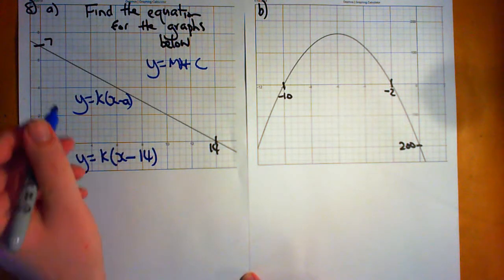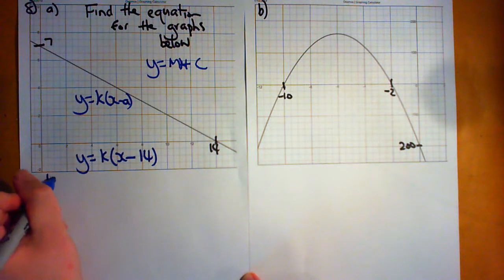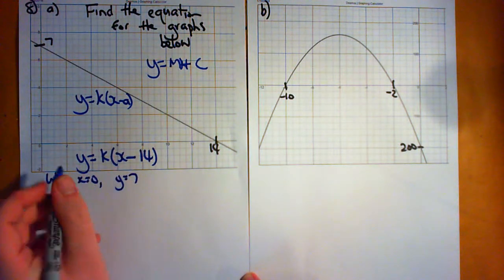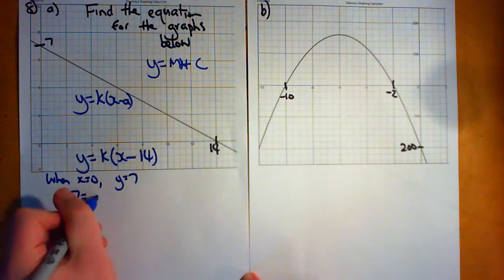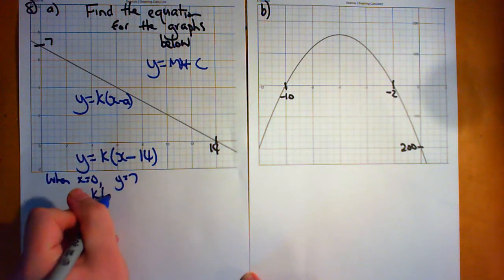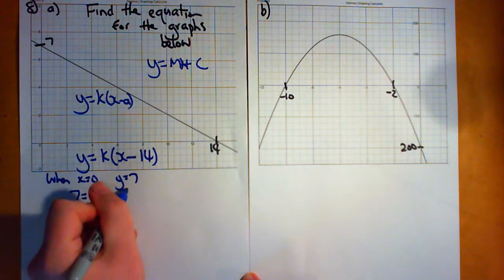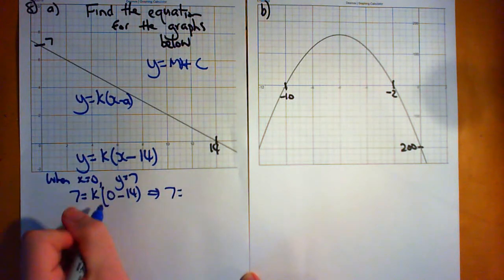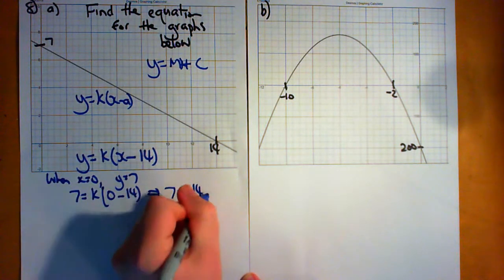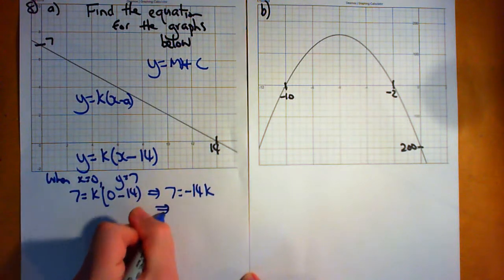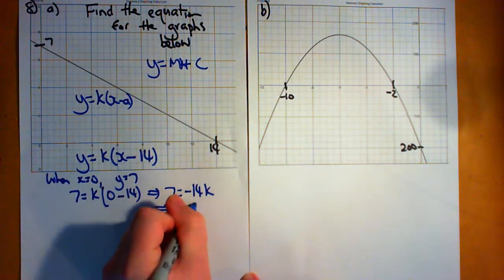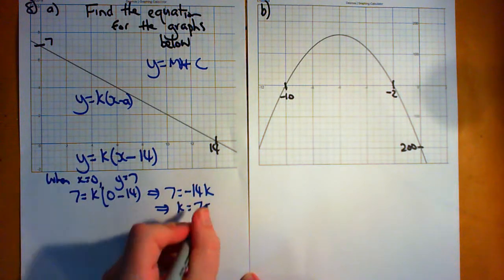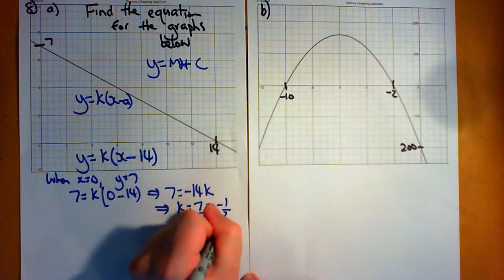Now it goes through the point 0, 7. So when x is 0, y equals 7. So 7 is k multiplied by 0 minus 14. So therefore we can say that 7 equals negative 14 times k. So therefore k is going to be 7 over negative 14. And if we divide 7 by negative 14 we get negative a half.